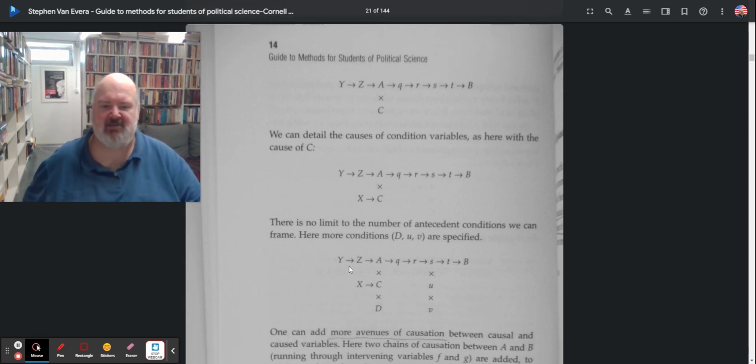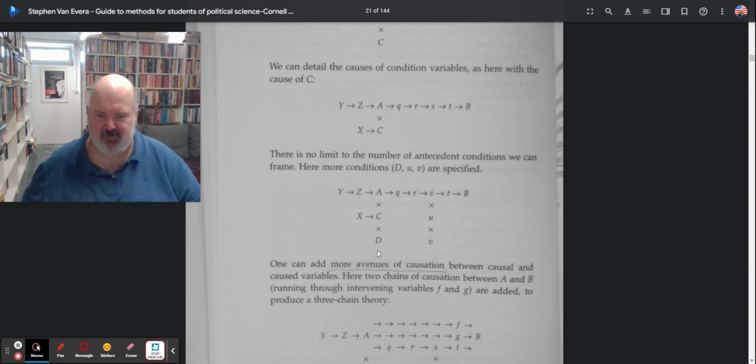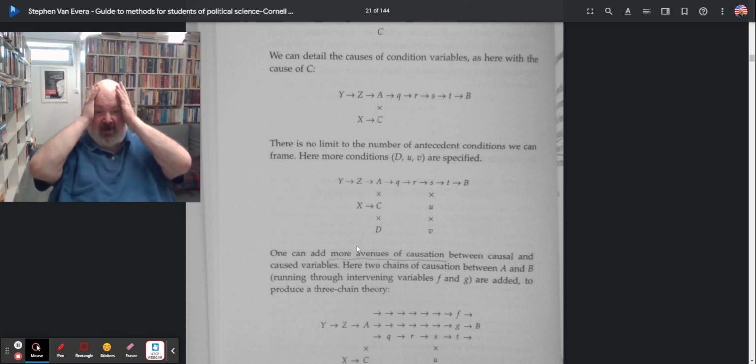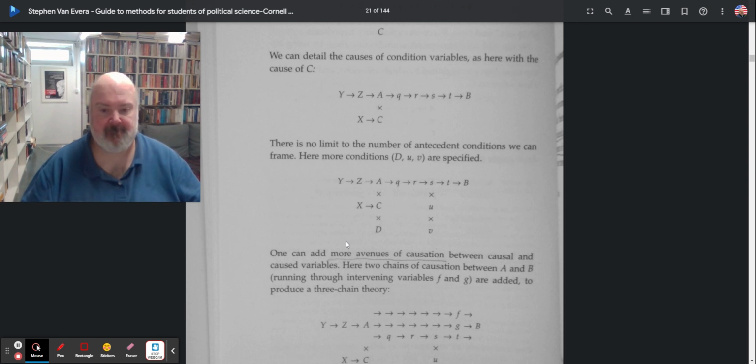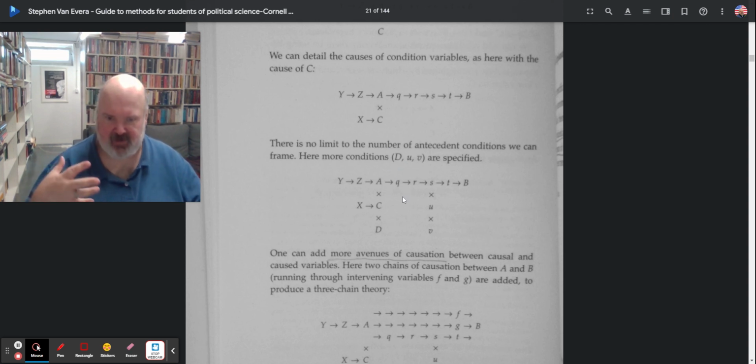Now here is a very complex model. There is no limit to the number of antecedent conditions we can frame. Here, more conditions, D, U, and V are specified. In other words, oh my God, this is a monster mess. Ready? No limit. This is another, this is a big monster, right?